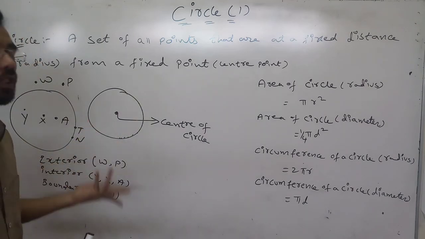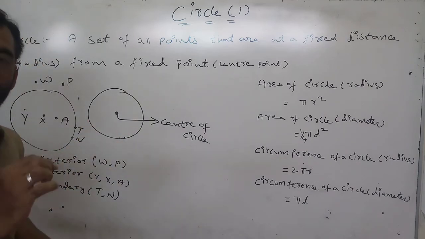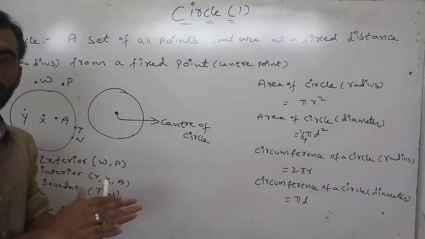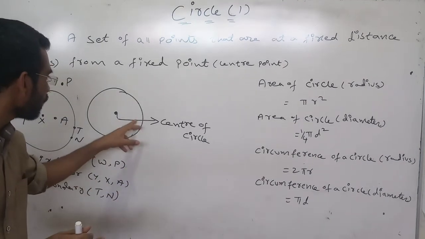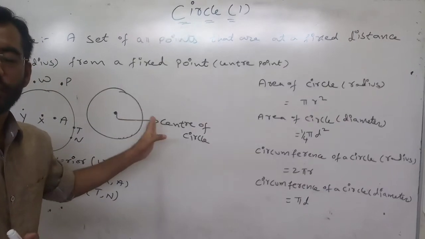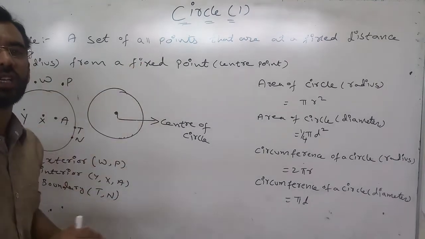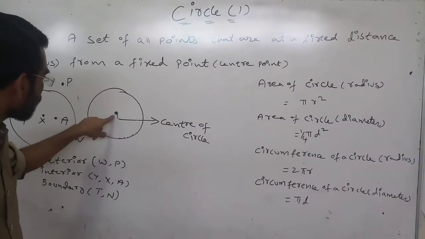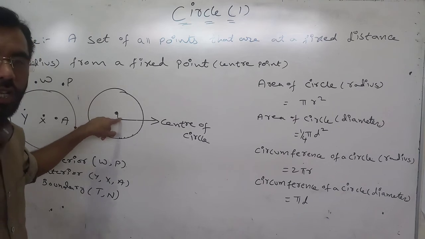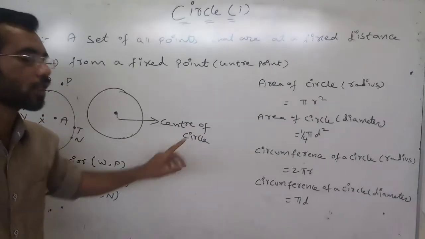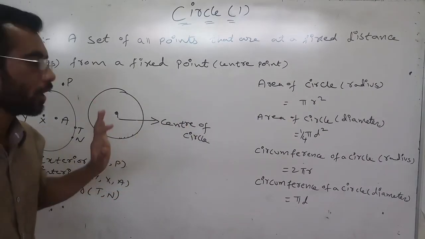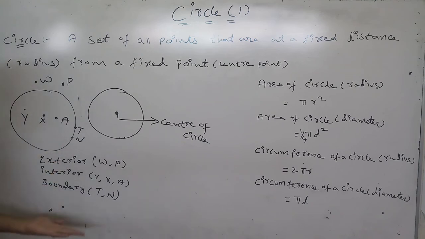Now, what is a circle? A collection of points which has been taken from the fixed point at an equal distance. If you join all the points, it will form a circle. And the center point is called the center of the circle or center point of the circle.